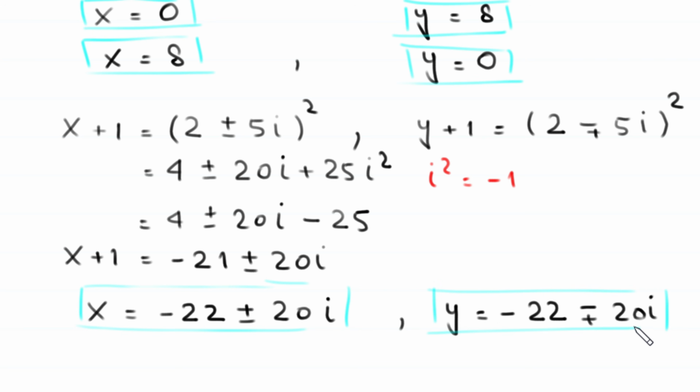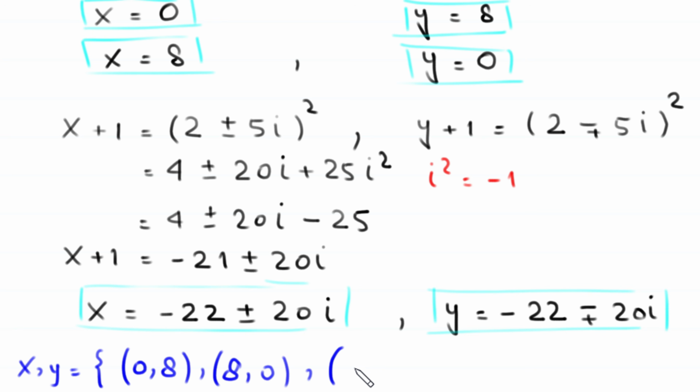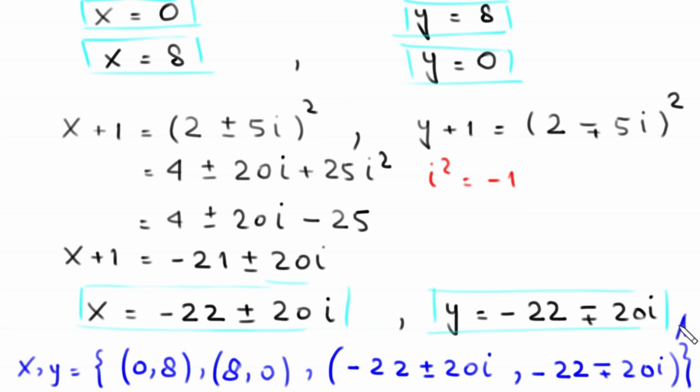So the final set of solutions of x comma y is: the first pair is 0 comma 8, the second is 8 comma 0, and the third is negative 22 plus minus 20 times i comma negative 22 minus plus 20 times i. This is the final answer of this problem.